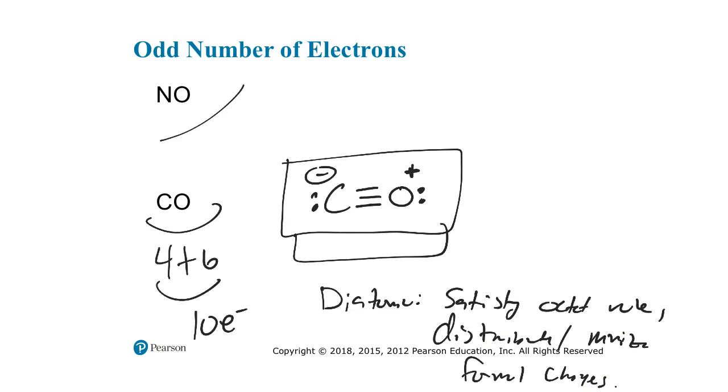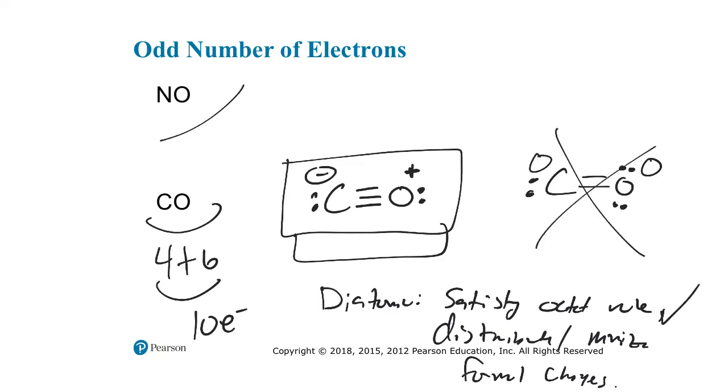Now I want to show one other Lewis structure that is kind of clever, but it just doesn't satisfy the rule that for diatomics we have to satisfy the octet rule. So this Lewis structure here is not satisfying the octet rule for carbon, because carbon doesn't have 8 electrons surrounding it. Now interestingly, the formal charge of carbon would be 0, the formal charge of oxygen would be 0.